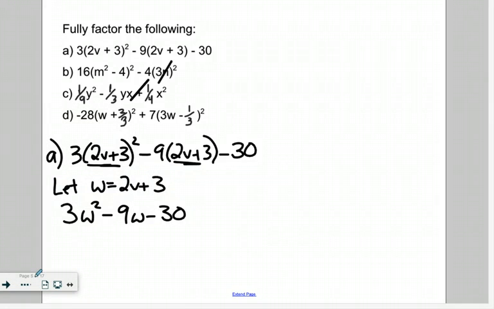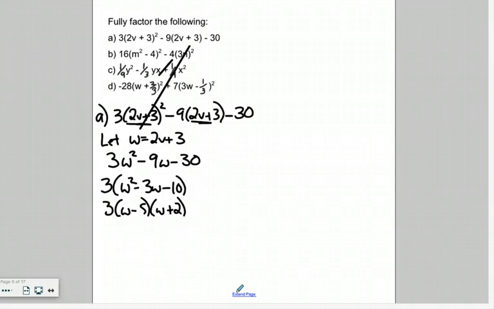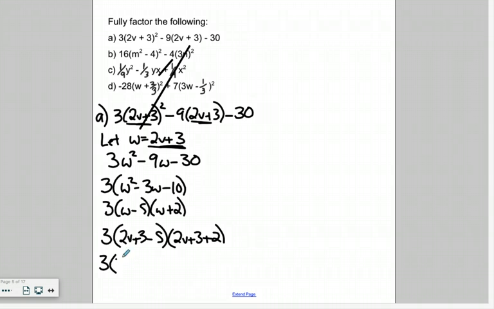Right, we can see that each of those things is divisible by 3, so we get 3 times (w squared minus 3w minus 10), and then you can factor that, and then that gives us 3 times (w minus 5) and (w plus 2). And once I've factored it that way, I can substitute back in what my dummy variable was, so you get 3, and then put in for w, (2v plus 3 minus 5) and (2v plus 3 plus 2). Simplify inside your brackets. You get 3 times (2v minus 2) and (2v plus 5).